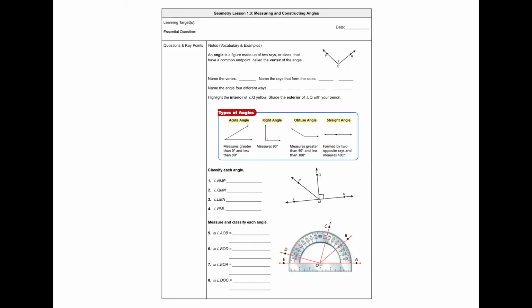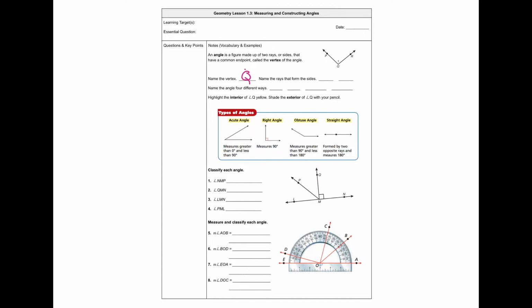So those are our learning targets, and let's just get into the notes here. So our vocabulary and our examples. An angle is a figure made up of two rays or sides that have a common endpoint called the vertex of the angle. So the first thing we want to know is our vertex. That common point that is part of both of the rays is going to be our vertex. That's point Q. That's going to be our vertex.